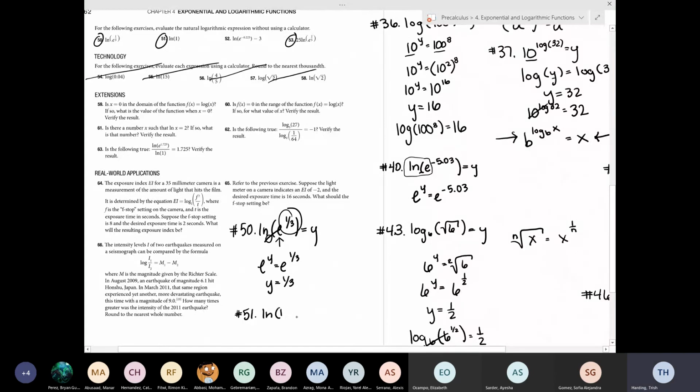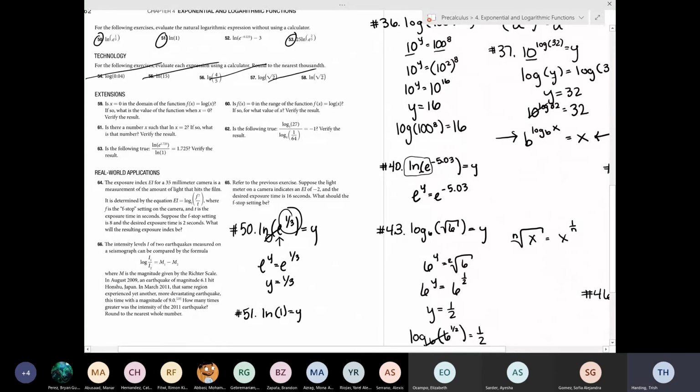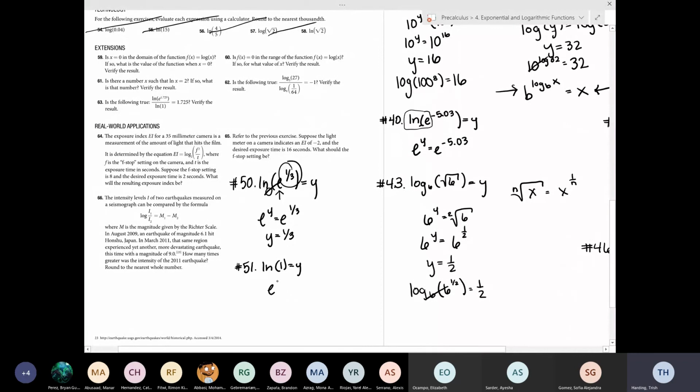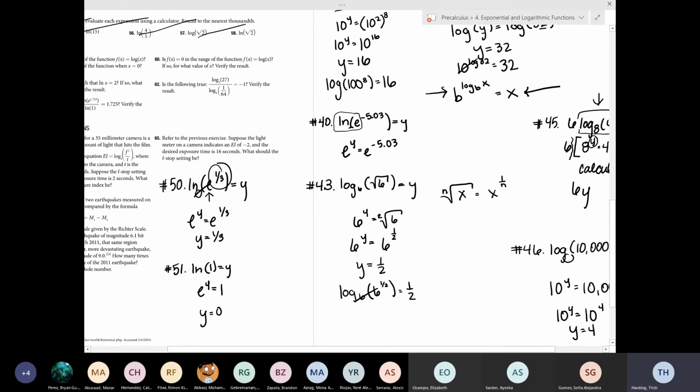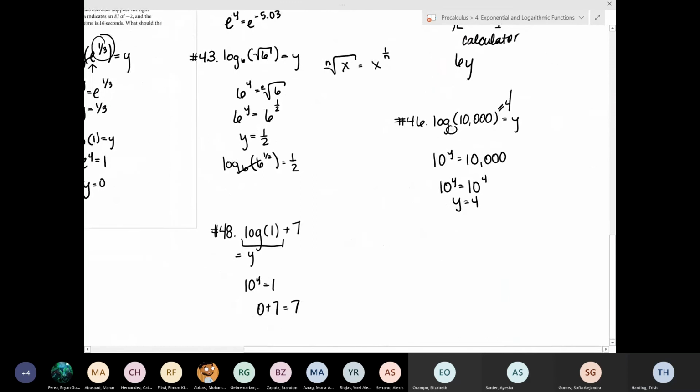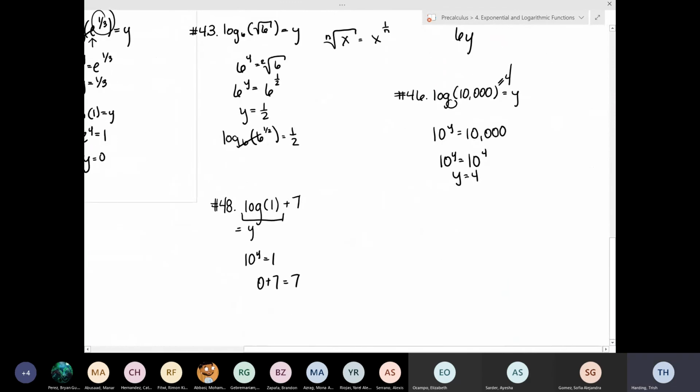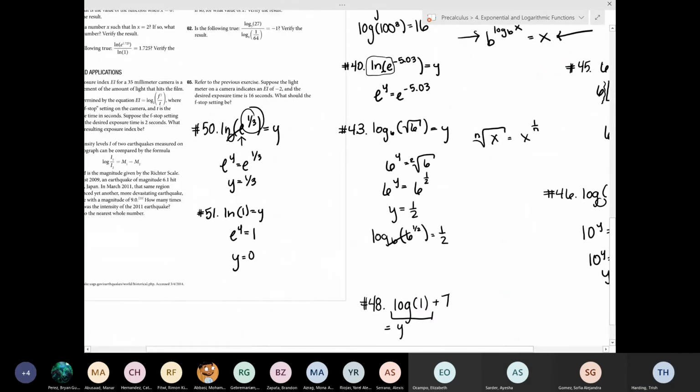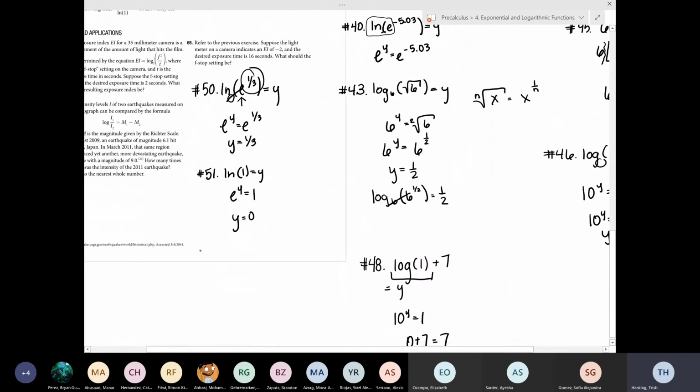Now we're going to have ln 1. We'll set that equal to y. ln is base e. e to the y equals 1. Of course, if anything equals 1, it has been to the power of 0. So notice that ln of 1 equals 0, and also log of 1 equals 0. So those would both be points on their graphs.